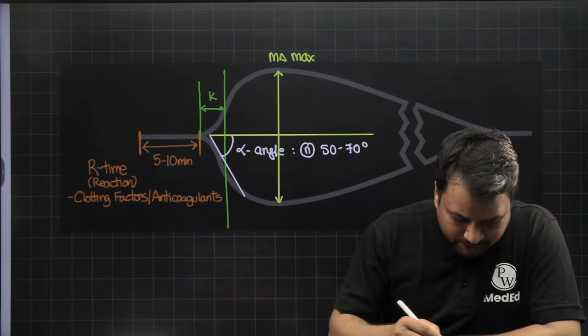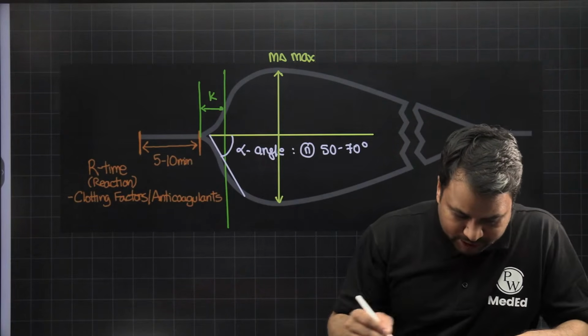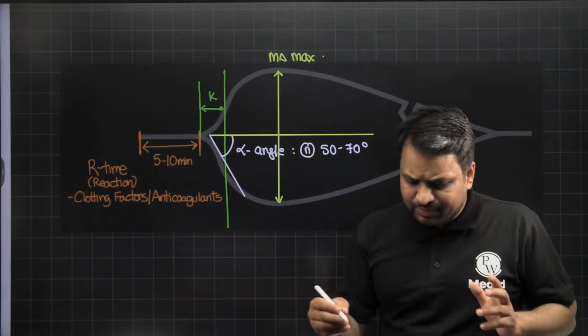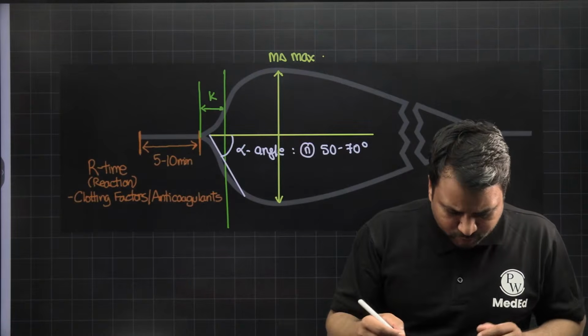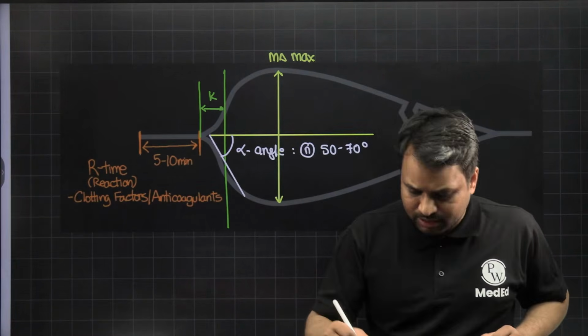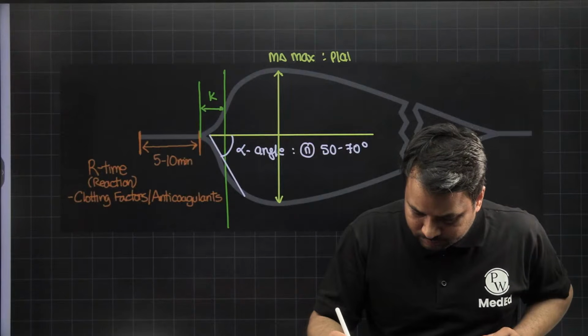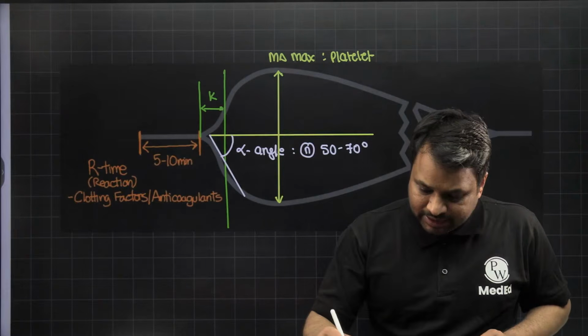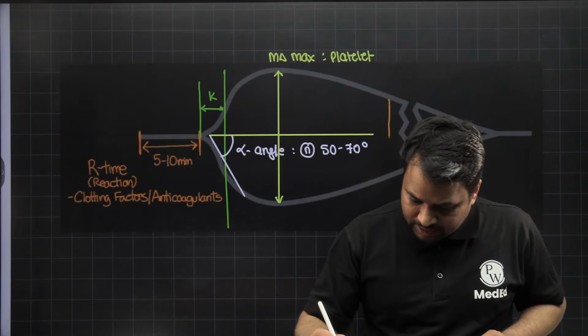When I say MA max, that is the maximum amplitude that is present. The MA max, if I have to put it this way, basically denotes the platelet factors. It is going to be platelet. Then the last one is the lysis. This is the end where it is breaking down. This is what we call lysis.